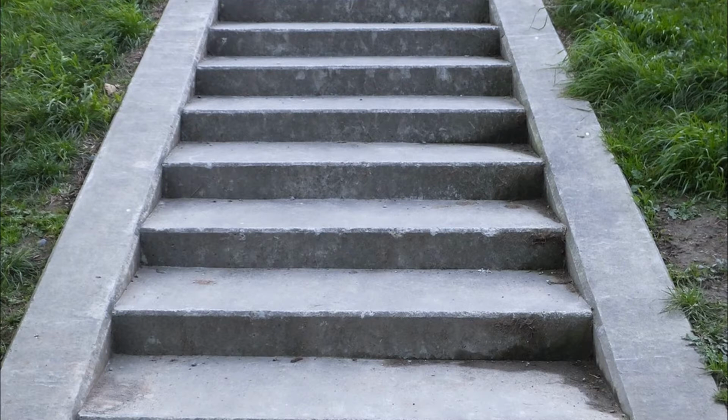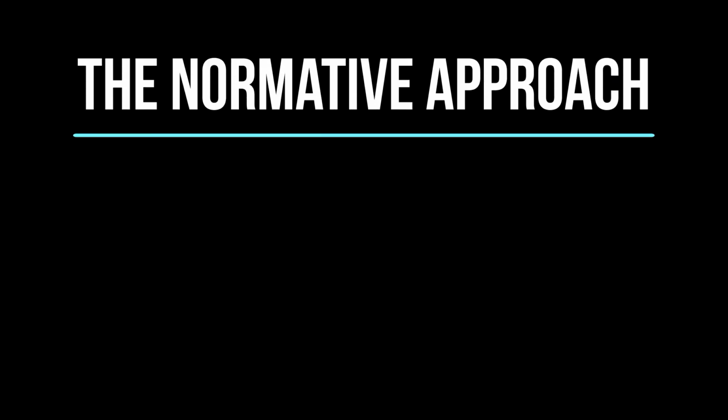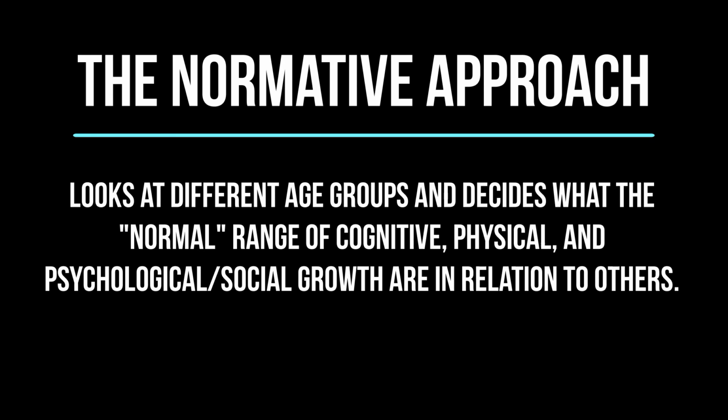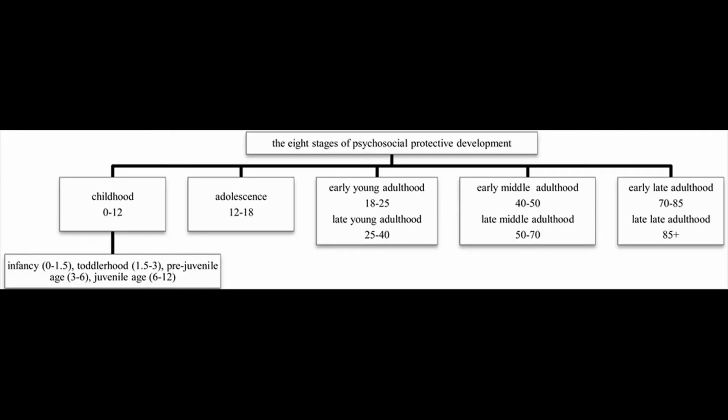It has not been easy to study and define whether human growth happens in sequential stages that can be seen around the world with all people, or if different cultures define what these stages are. The normative approach to psychology looks at different age groups and then has to decide what a normal range of cognitive, physical, and psychological social growth consists of. Essentially, what are the milestones of each age group and how do these researchers decide whether or not these milestones have been met?